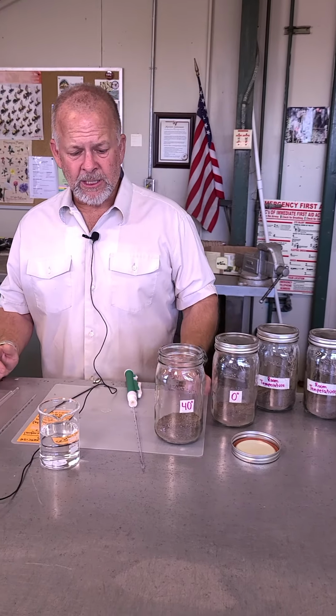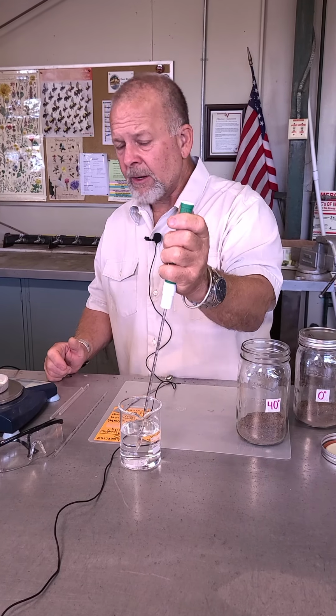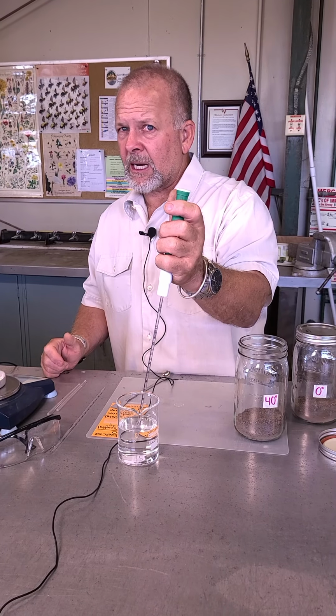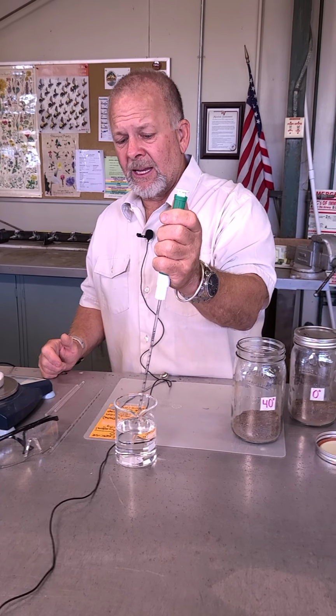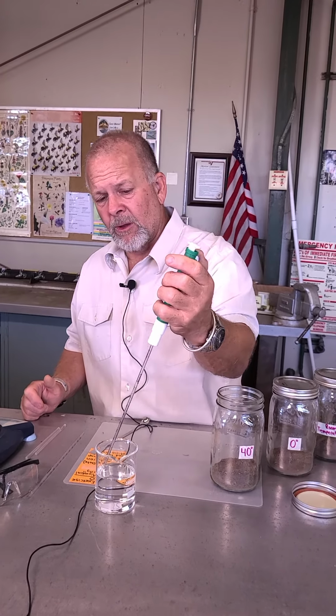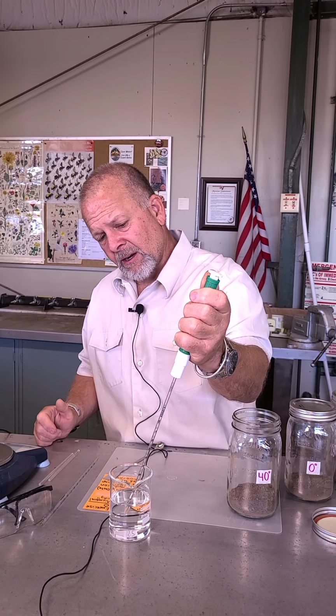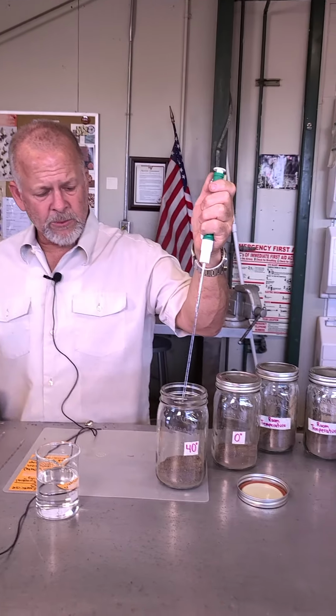The next thing I'm going to do is actually wet this down. I've got a little pipette here, and I've got some distilled water. Why am I using distilled water? Because I don't want to introduce anything like tap water, anything that could be another variable. I don't want to introduce that. So I'm just going to go ahead and try to be consistent here. I'm going to put 10 mils in each one of these.